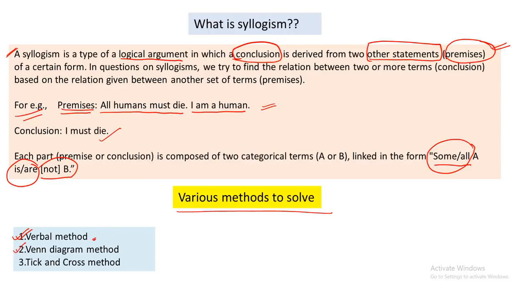The other very logical method is the Venn diagram method, but because of the complexity of the Venn diagram method we try to avoid it. Especially in this video lecture we'll learn the tick and cross method. There are some rules, there are some conversions, and you can easily solve all sorts of questions on syllogism. So our focus is the tick and cross method.